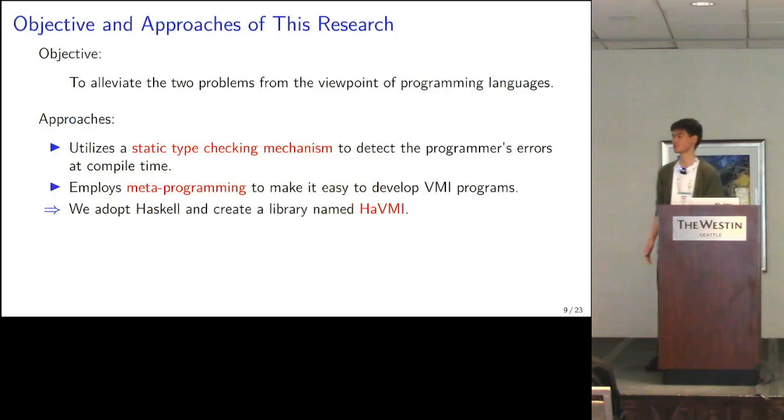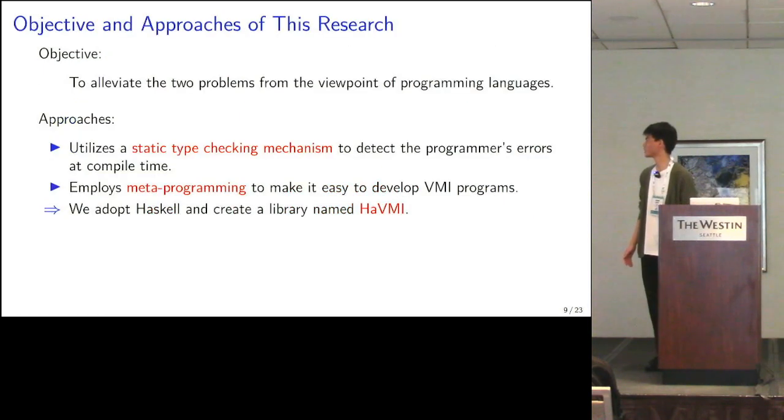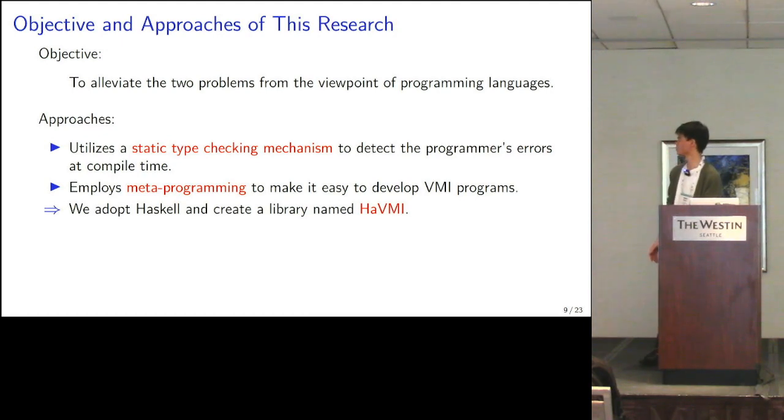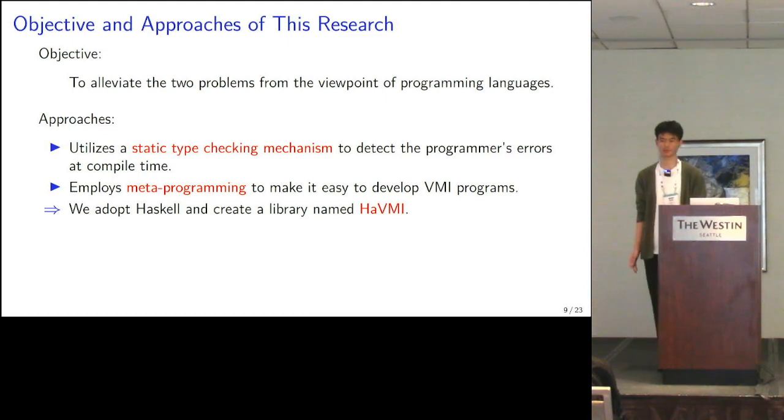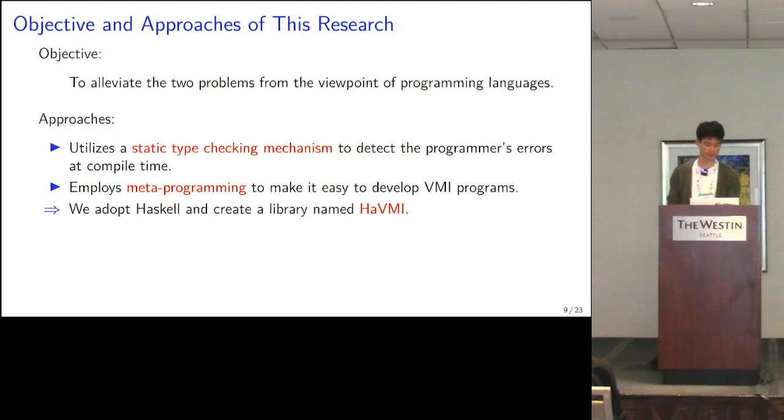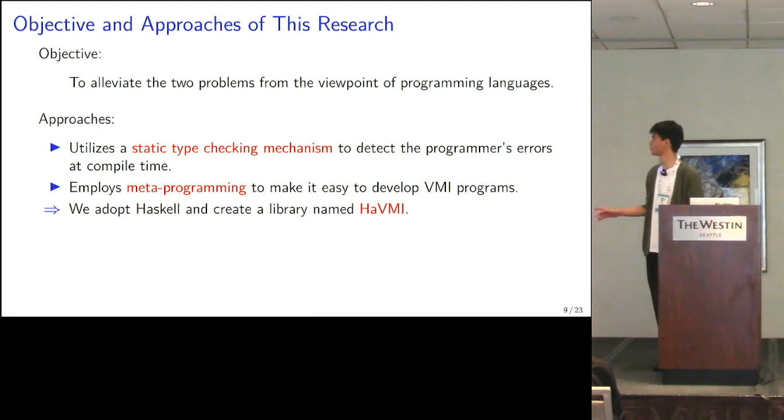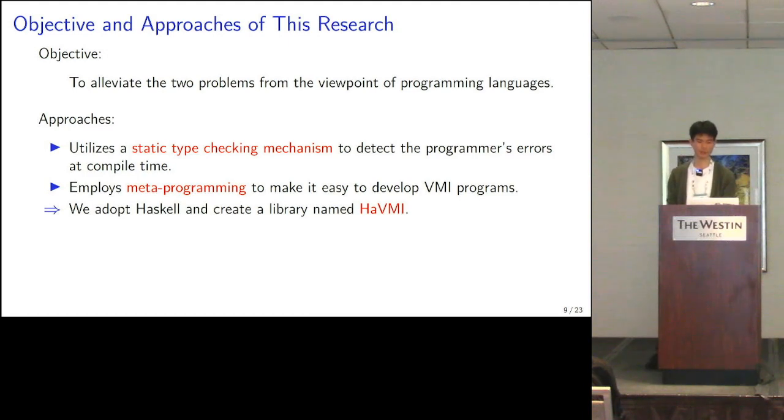To solve this situation, this research aims to alleviate the 2 problems from the viewpoint of programming language by using 2 approaches. One is utilizing the static type checking mechanism to detect the programmer's errors at compile time. The other is to employ metaprogramming to make it easy to develop VMI programs. To support these 2 approaches, we adopt Haskell and create a library named HaVMI.